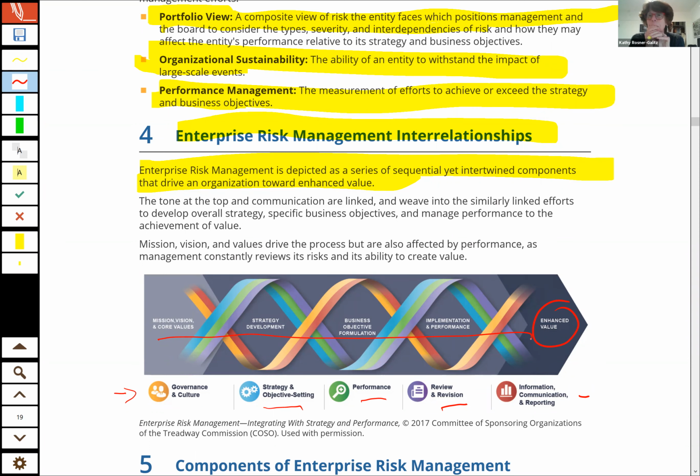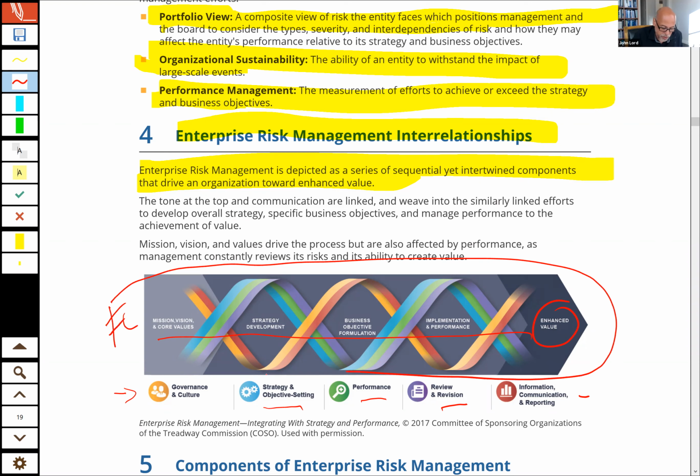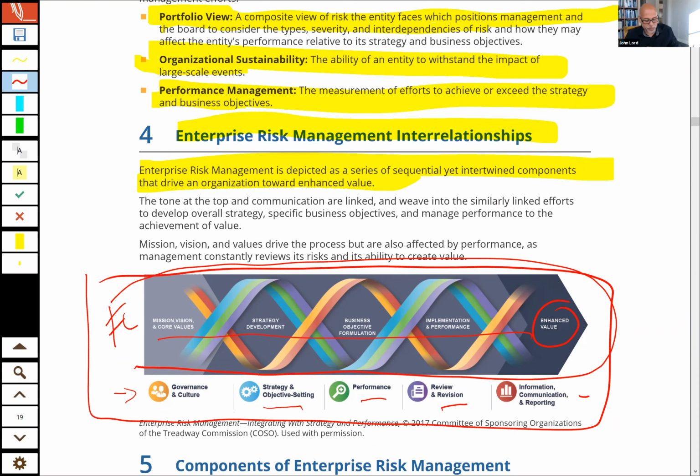Question. Yeah, go ahead and flashcard this though. I want you to flashcard this picture. You can just kind of copy that. I just wanted to get that. But go ahead. I understand the portfolio view thing.